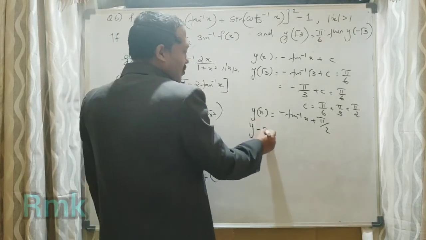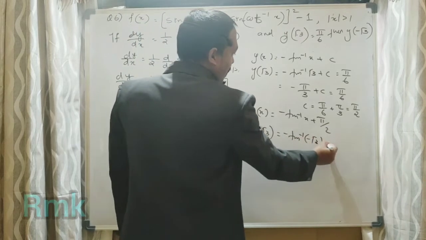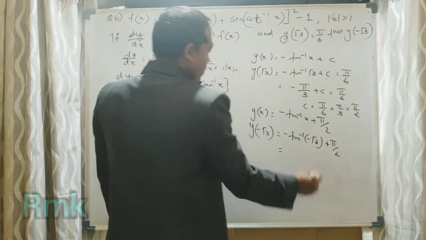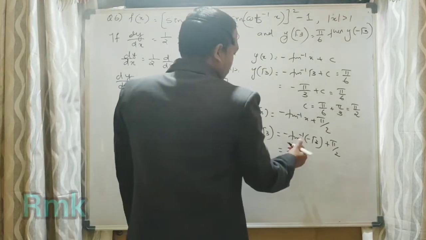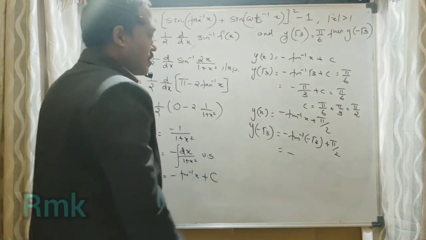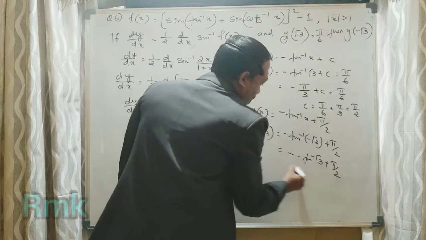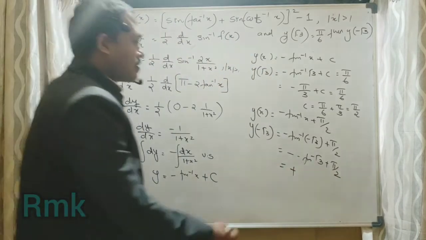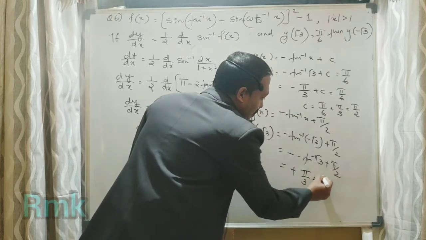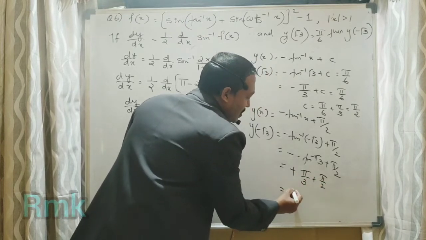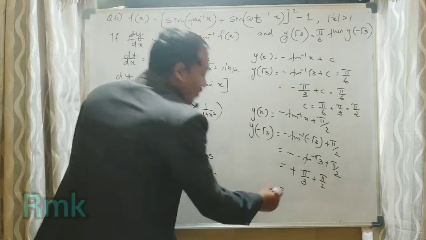Find y of minus root 3. That is minus tan inverse of minus root 3 plus pi by 2. Minus tan inverse minus root 3 is plus tan inverse root 3, plus pi by 2, as the minus signs cancel. Tan inverse root 3 is pi by 3, so pi by 3 plus pi by 2. 90 plus 60 is 150. That is 5 pi by 6.